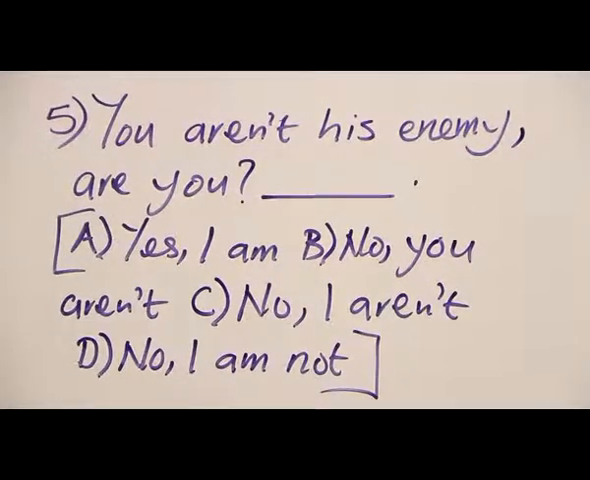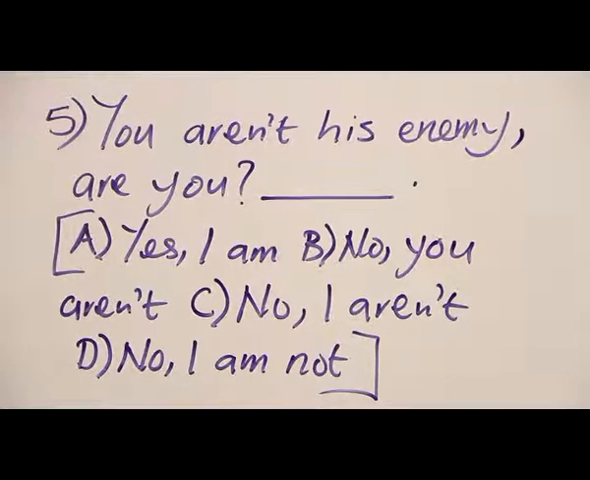Question number 5. You aren't his enemy, are you? And then you are expected to supply the response. The listener is expected to supply the response. And this time you're doing that. You aren't his enemy, are you? Now, what should be the response? The options here are A, yes, I am. B, no, you aren't. C, no, I aren't. And D, no, I am not.